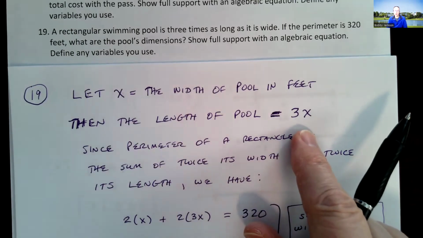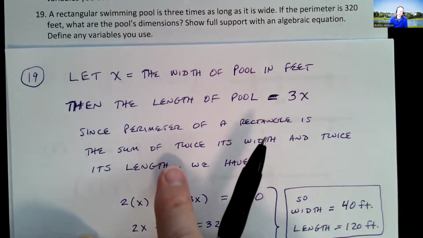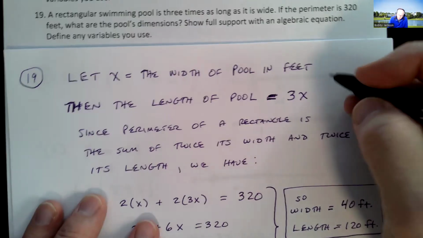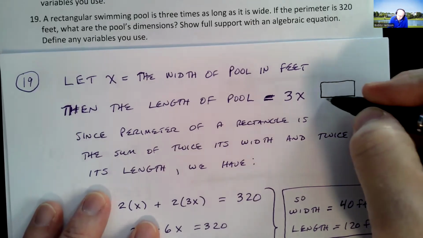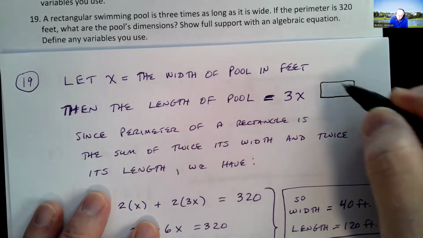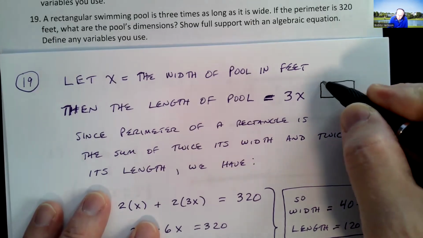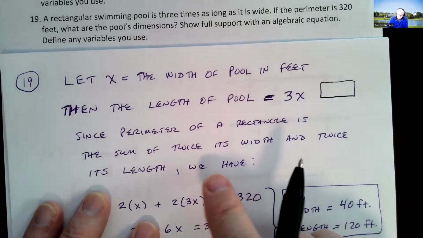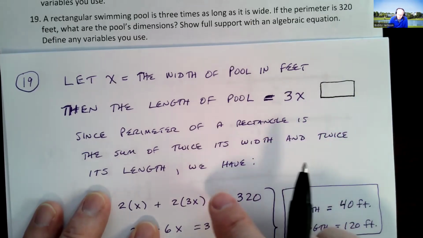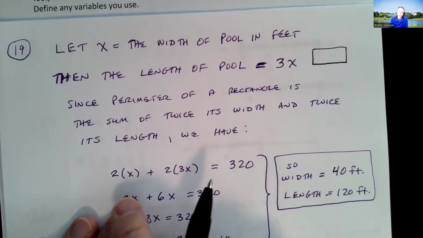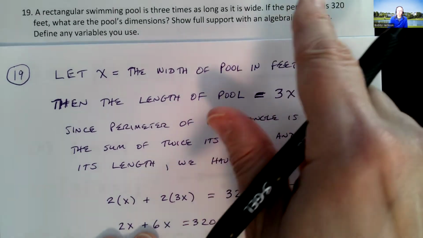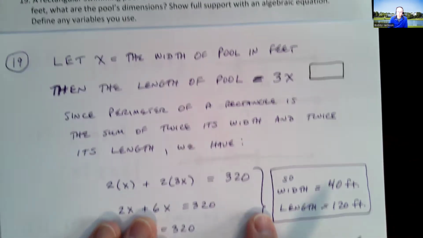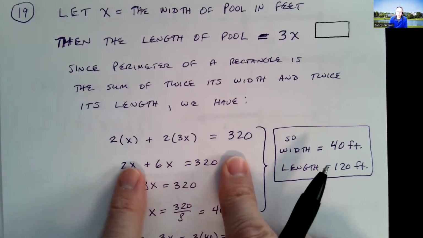Here's my width. Here's my length. Again, since the perimeter of a rectangle is the sum of what? Going all the way around. If I have a rectangle, here's the width, here's the length. Here's the width, here's the length. So we go length plus width plus length plus width, right? So twice the length and twice its width. We add those up. So some of you remember that formula. So 2 times the width, which is X, plus 2 times the length, which is 3X, equals the total perimeter, which is 320 feet. So here's our equation. So there it is. Now we just solve it.